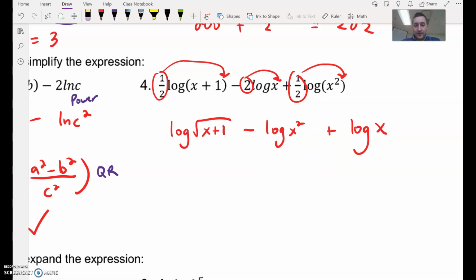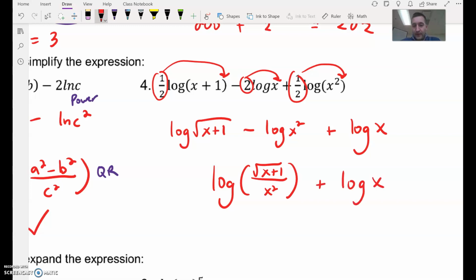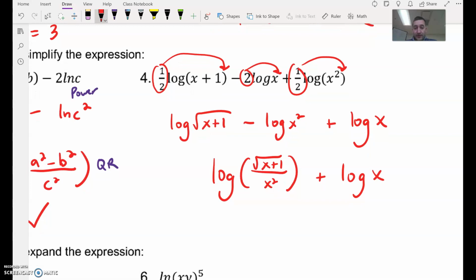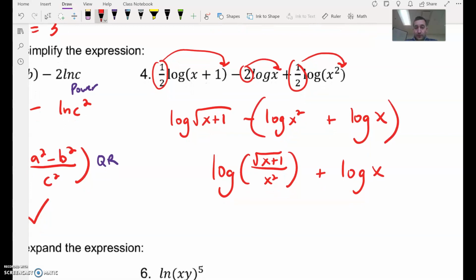I like to do the product rule first. So let's just go left to right. There's no parentheses. So this is going to turn into log of this over this plus the log of this. So quotient rule. And then product rule, so I'm multiplying. So the order did matter there. If this was grouped, that's one thing, but it wasn't. It was just straight left to right.